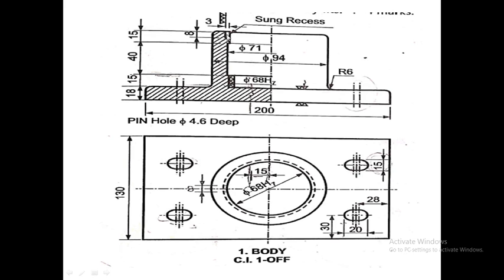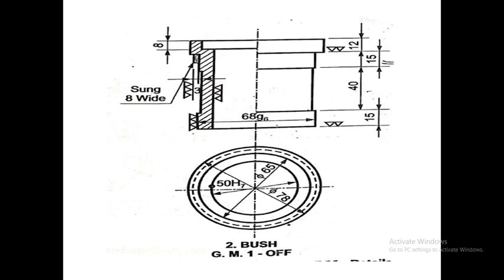Now we will identify the dimensions of the next part, that is the bush. Here you can see the bush, part number 2, made of gunmetal, and its quantity is 1. Now the bush is cylindrical in shape as the top view is a circle. You can observe circles of different diameters drawn in the top view. So circles are drawn for the cylindrical part. So the bush is basically cylindrical in nature.